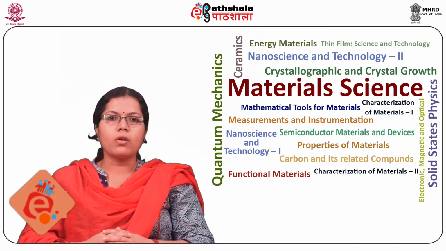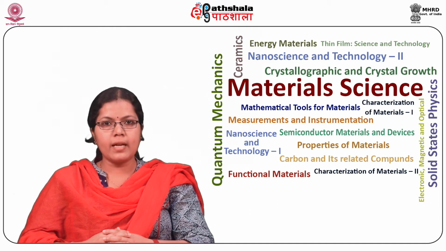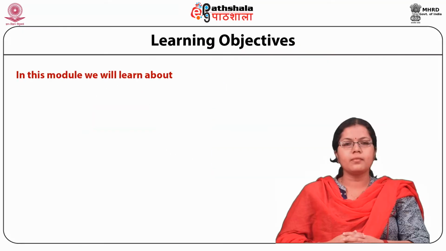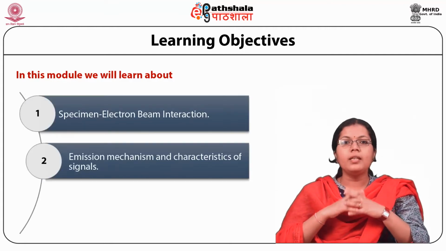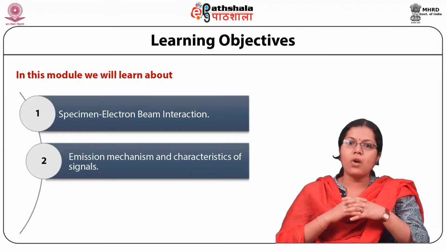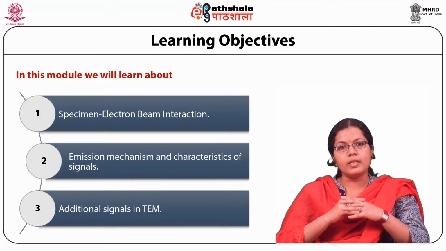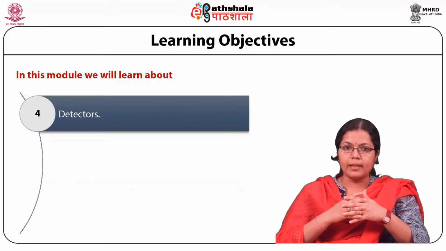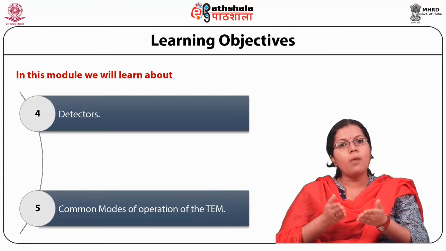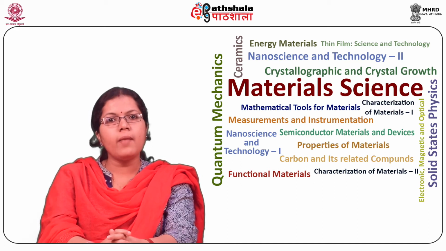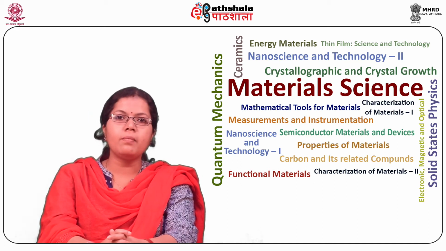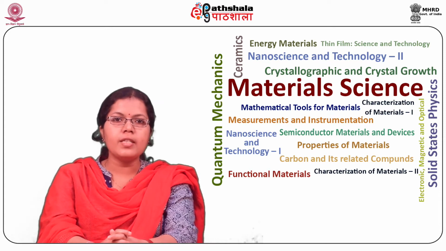Today we are going to talk about the module Electron beam interaction with materials under the paper Measurements and Instrumentation. After completing this module, the students will be able to understand the specimen electron beam interaction, the emission mechanism and characteristics of signal, additional signals in TEM, then the detectors, and towards the end, the common modes of operation of the TEM.